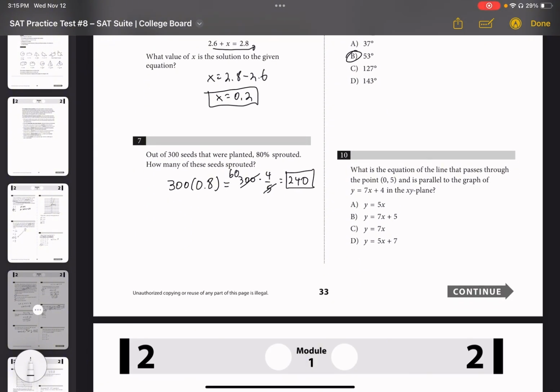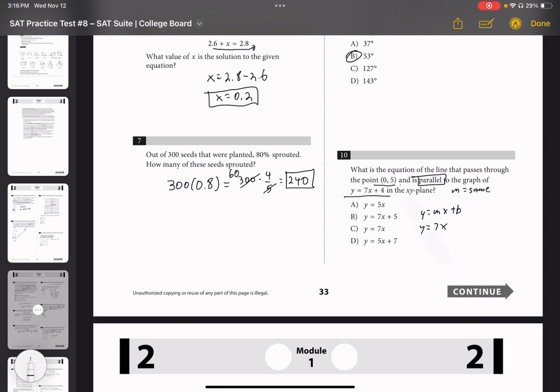Question 10. What is the equation of the line that passes through the point (0, 5) and is parallel to the graph of y equals 7x plus 4 in the xy-plane? If we know they are parallel, we know that m is the same, so same slope, where m represents the slope. So if we write our y equals mx plus b equation, we know that y is equal to 7x, since m is equal to 7 in the first equation, plus b, which is our y-intercept.